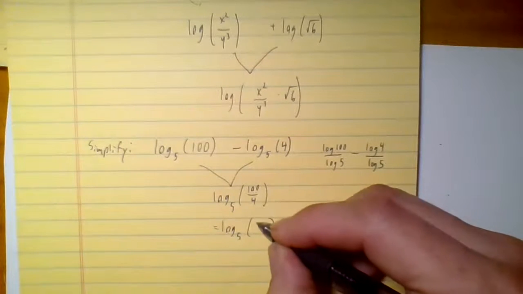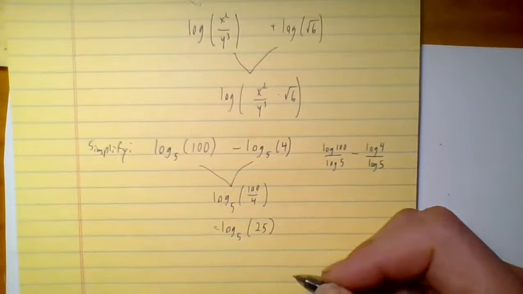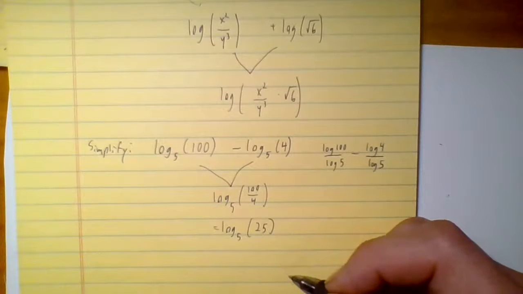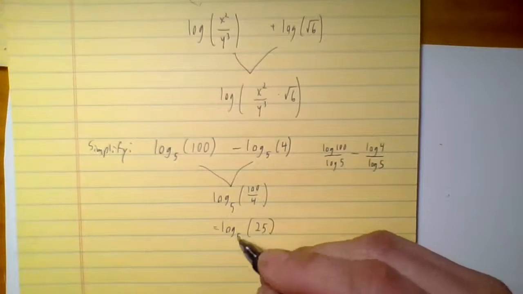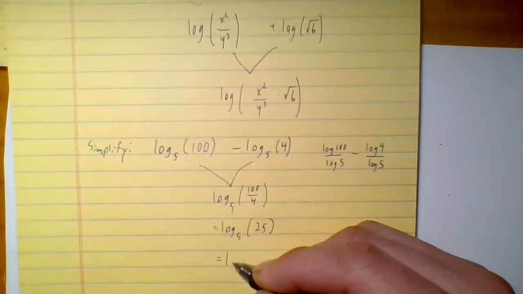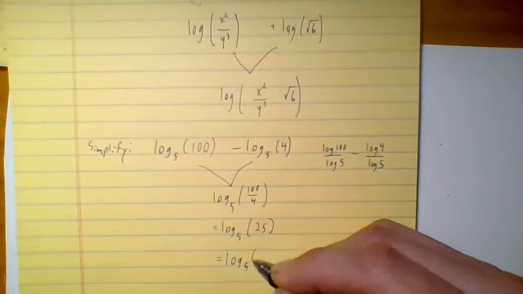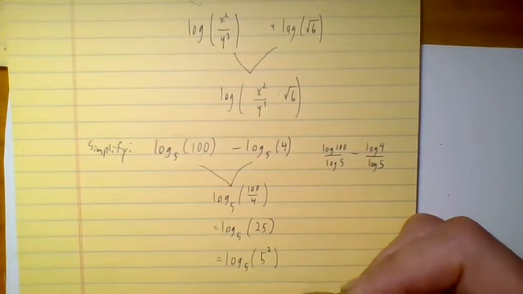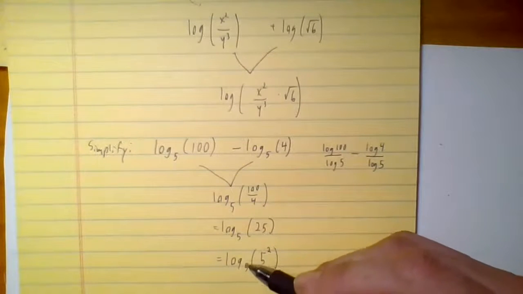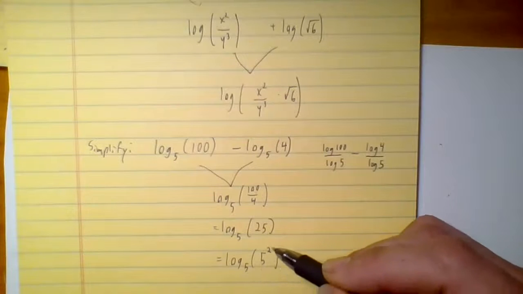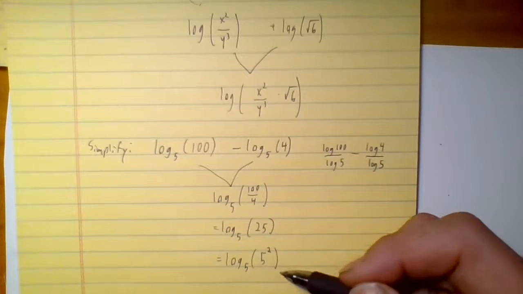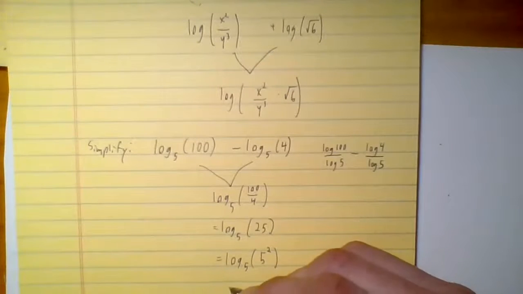Now 100 divided by 4 comes out to 25. That's why this is a nice number. 25 happens to be a nice power of 5. So if we write it that way, we can use one other property to simplify this. We get a number that we can write as the power of 5. Log base 5 is asking what exponent do I put on 5 to get this? And what exponent do I put on 5 to get 5 squared? Well, the exponent is 2. This is just 2.